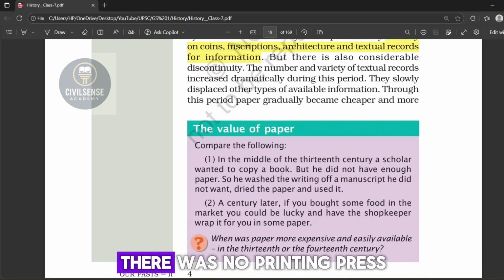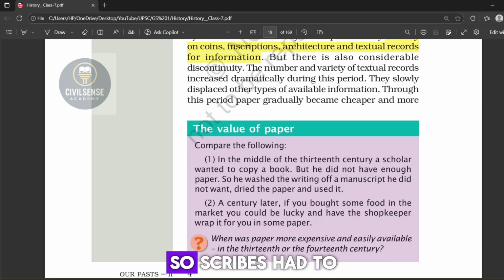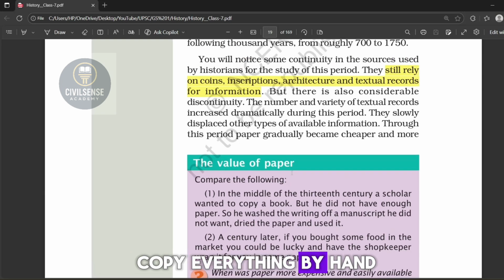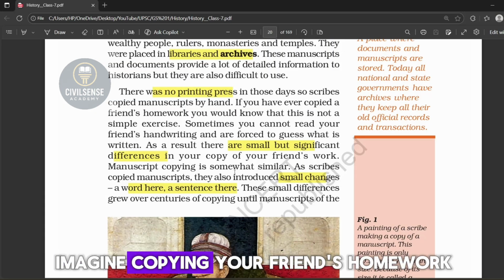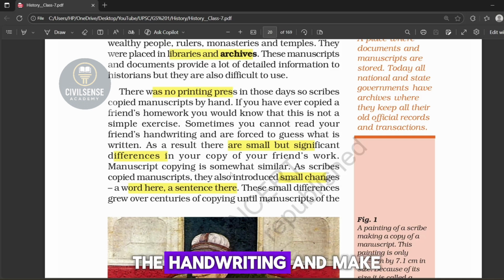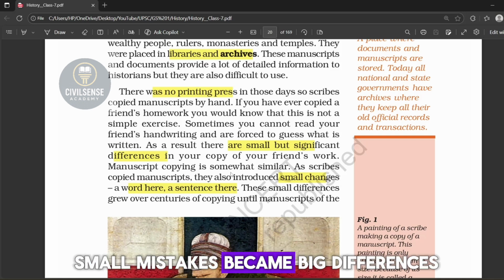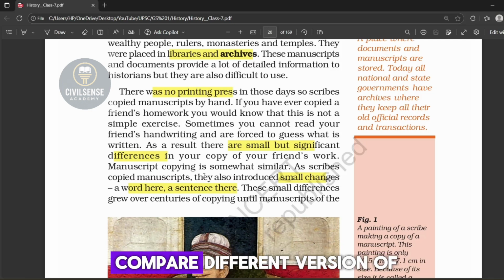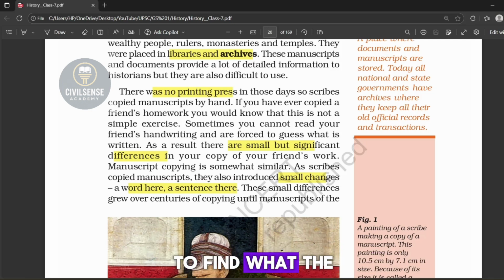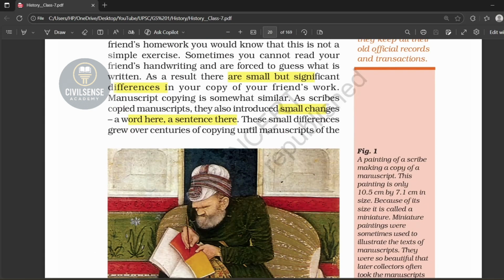But there was one problem. There was no printing press. So scribes had to copy everything by hand. Imagine copying your friend's homework, where you can't read the handwriting, and you make a few changes. The same thing happened with the manuscripts. Over a century, these small mistakes became big differences. That's why historians today compare different versions of the same text to find what the original author might have written.